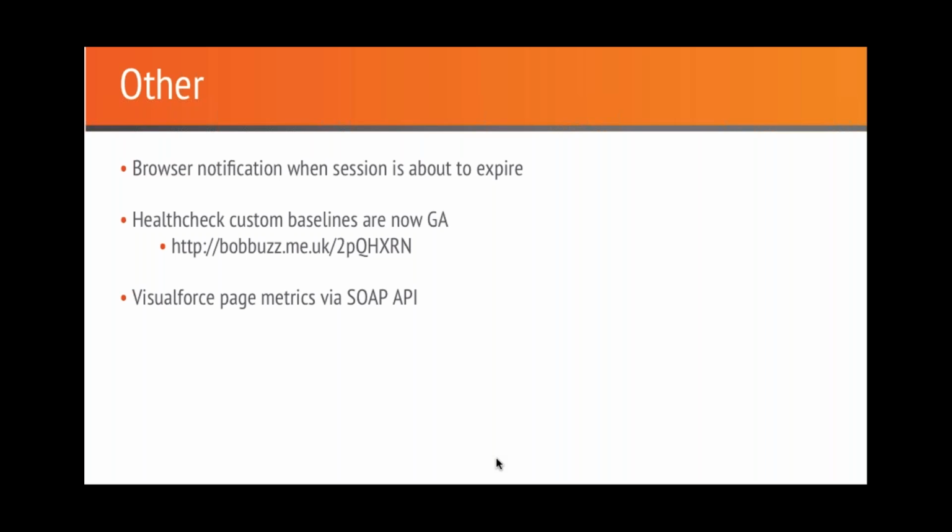And finally, it's quite a neat little feature here. You can access Visualforce page metrics via the SOAP API. Sadly, not directly via Apex. You have to come in through the SOAP API. But this will basically track the number of views that a specific Visualforce page received on a specific date, with up to 90 days of history.